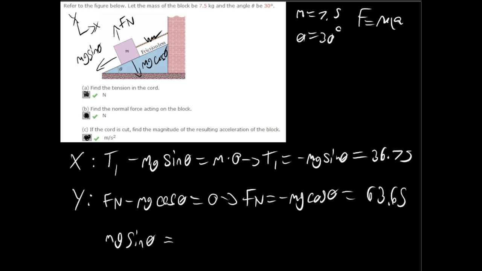So mg sine theta would equal ma, and you'd cross out the m here. So it would just be g sine theta equals a. So what would g sine theta be? Let's see, 9.8 times sine of 30 is going to equal 4.9. And that is how you solve this problem.